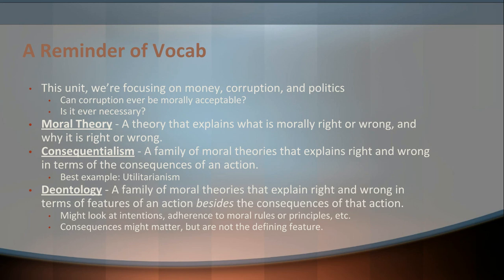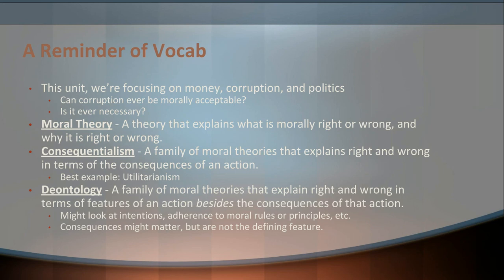Similarly, with the slightly more complicated bits of vocab, it's worth reminding ourselves what consequentialism and deontology actually are. Remember that both of these are not individual theories on their own. Instead, consequentialism and deontology are both families of theories. These are both umbrella terms that have a lot of different views and viewpoints underneath them. And each of those different views is united by some common feature that brings that family of views together.